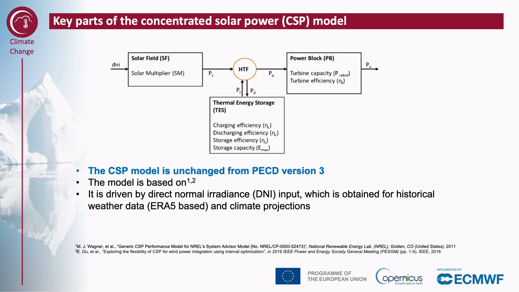The model starts from direct normal irradiance, which goes through a solar field power block to produce electrical power. We can also have a thermal energy storage of varying size. The model is actually unchanged from PECD version 3, so on the model side there is nothing new. But of course we have access to DNI now both from the historical weather, RFI based, and the climate projections, so we can apply the model also under the climate projections.